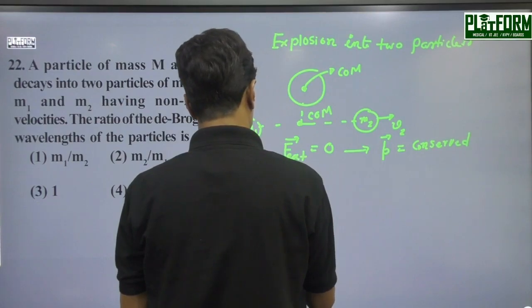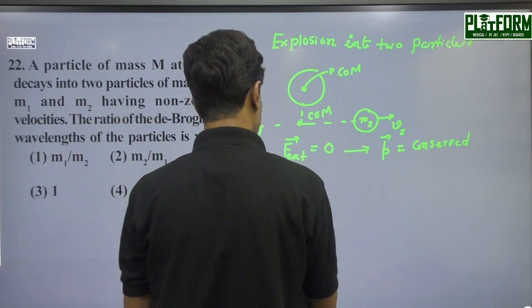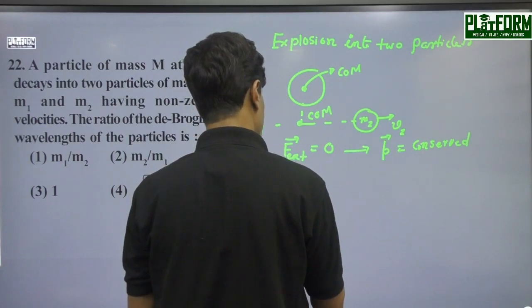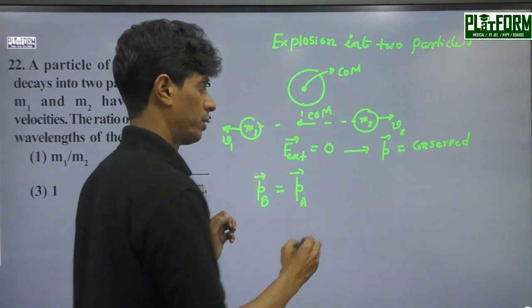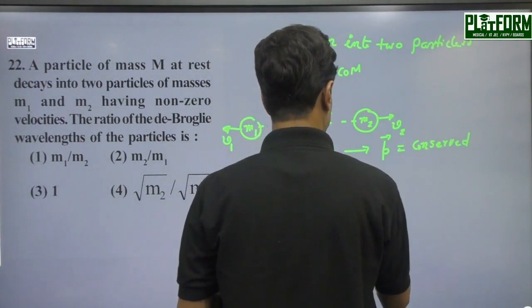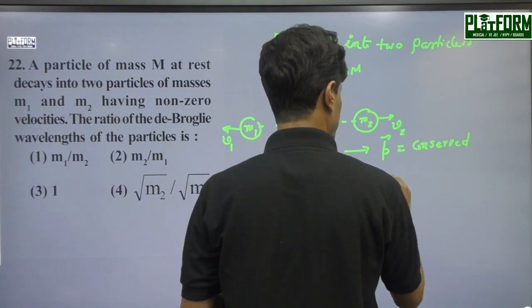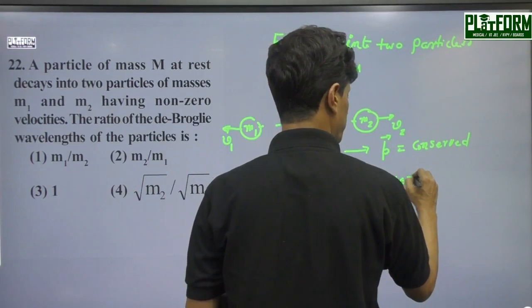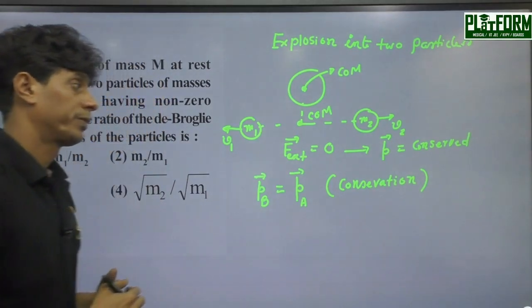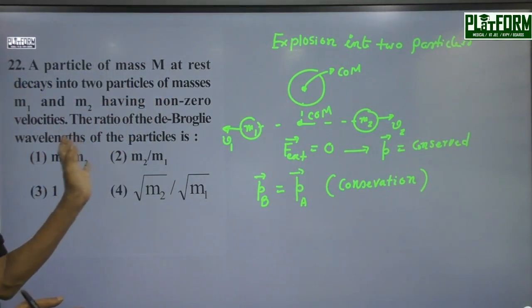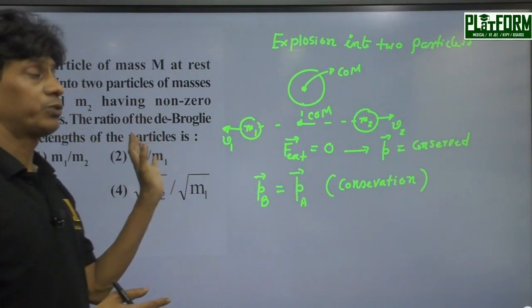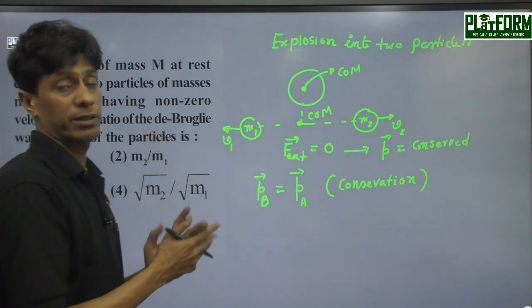Before explosion, if we take the momentum as Pb, and after explosion the momentum is Pa. So from conservation of momentum it can be written... This is actually a painless problem, but you should have this fundamental idea.